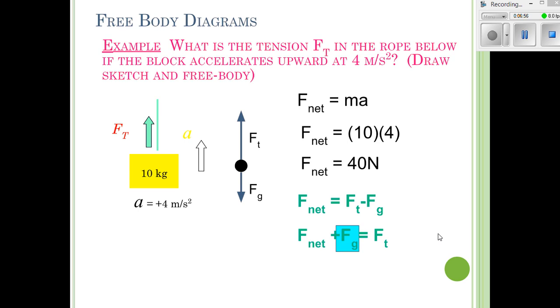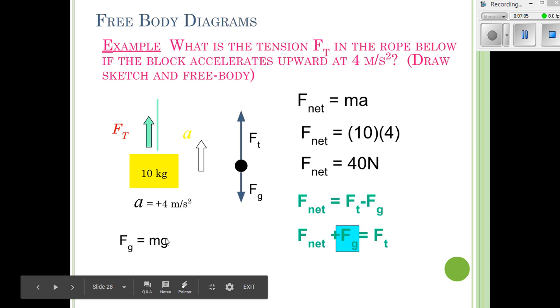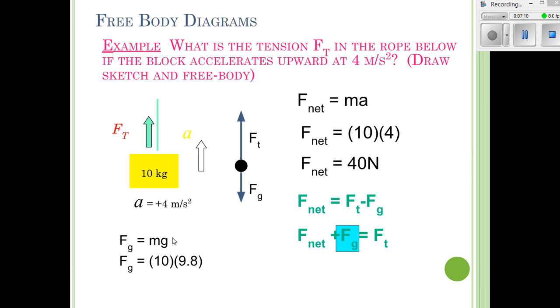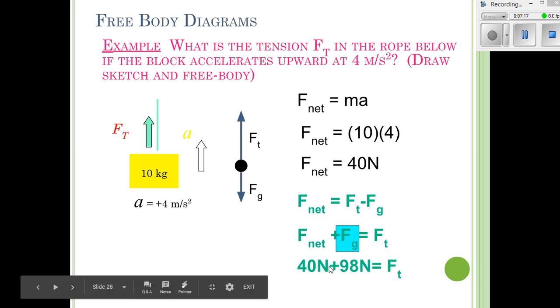But I haven't talked about force of gravity yet. So we have to remember that force is mass times acceleration, and when we're talking about force of gravity, it's going to be the mass times the acceleration due to gravity. So that's going to be 10 times 9.8, which is the acceleration due to gravity, which is going to be 98 newtons. So I can plug that back in over here. So my 40 newton net force, which I calculated up here, plus my 98 newton gravitational force is going to equal my force of tension, which happens to be 138 newtons.